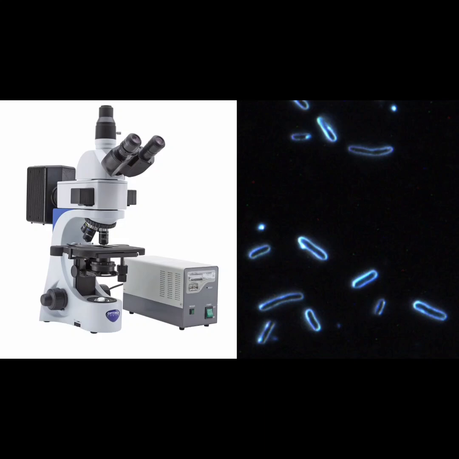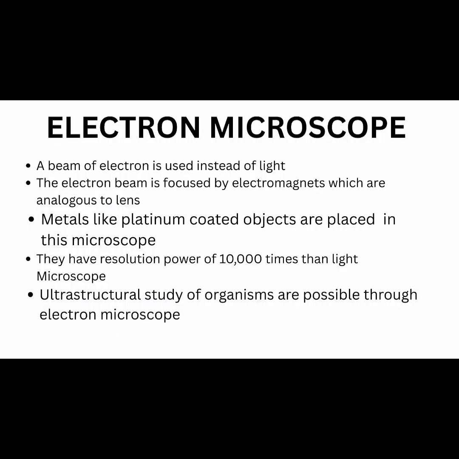Okay, next we are looking at the electron microscope. The electron microscope is the most advanced type of microscope used now. So instead of light and light sources, what we use here is a beam of electrons. The electron beam is focused by electromagnets, which are opposite to that of lenses. The objects to be visualized are always coated with platinum-like metals to view under the electron microscope.